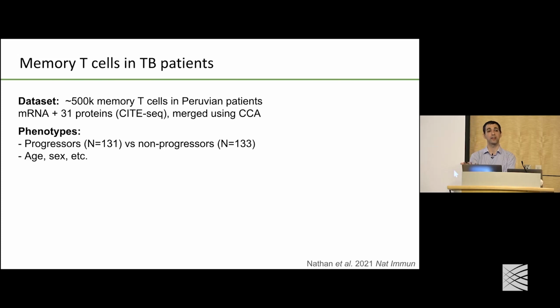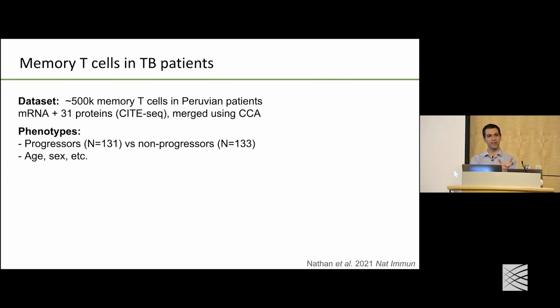Now, these cells were collected from just over 250 patients, all of whom were exposed to TB, but only some of whom, the progressors, went on to progress to bad disease. And this was the primary phenotype that folks who collected this data set were interested in. But the data set also includes other demographic information like age, sex, and a few other things that we'll talk about in a minute.